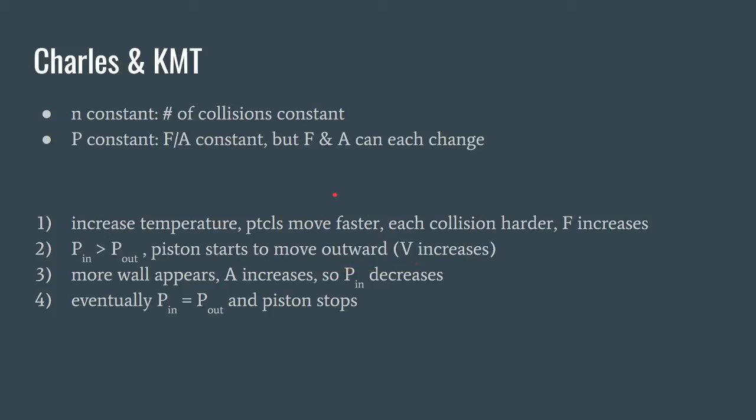Volume will increase, and thus area increases. As area increases, the pressure inside will decrease. Eventually, once again, the pressure inside will be equal to the pressure outside. The imbalance will balance out. The piston will stop moving. So, increase temperature, you increase the force. This is where the imbalance comes from. The piston starts to move, and thus increasing area. So that's why if you double temperature, you will eventually double volume.